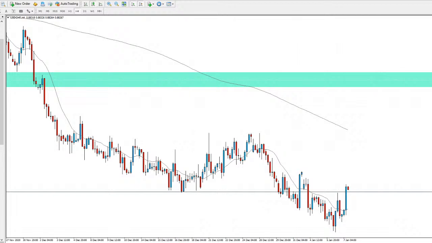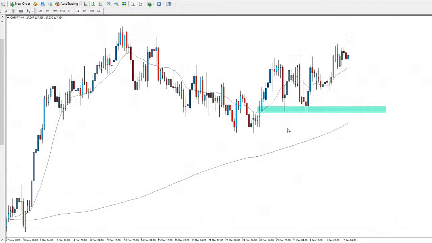Let's take a look at CHF JPY. CHF JPY, not too much up with this one. You can see we're slowly trickling to the upside here. We do have a bit of a trend line here in the market. So again, nothing too major here.